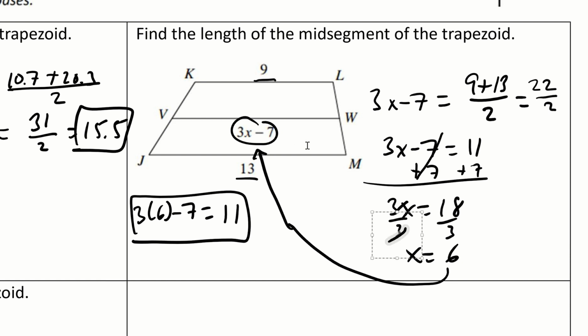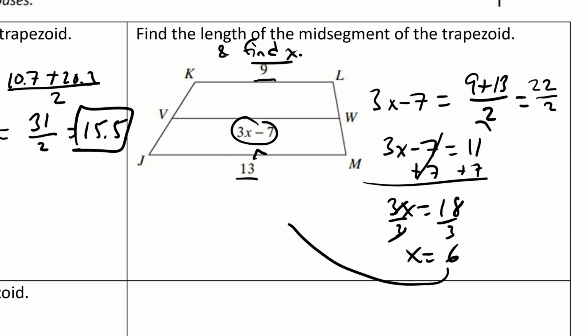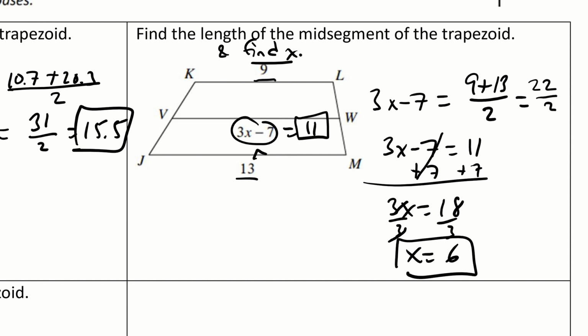And if you think about it, actually, we already knew that it was 11. So let's say find the length, and we'll put find x. Okay, so we don't just want to find the length of the mid-segment, we also want to find x. So make sure you include that in your question. So we already knew that it was 11, because we said it over here. Okay, so I'm going to say this is 11, and x is equal to 6. Okay, so we'll say both of these are the answer.